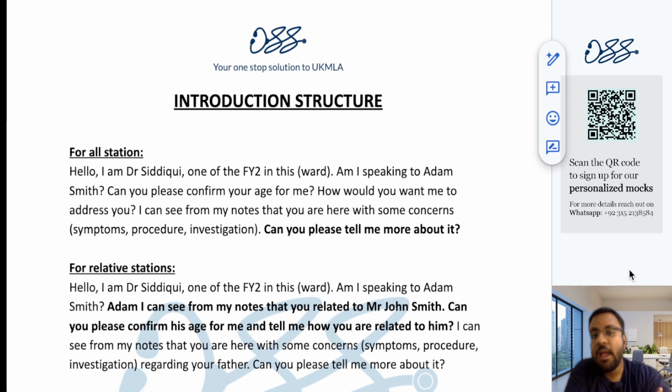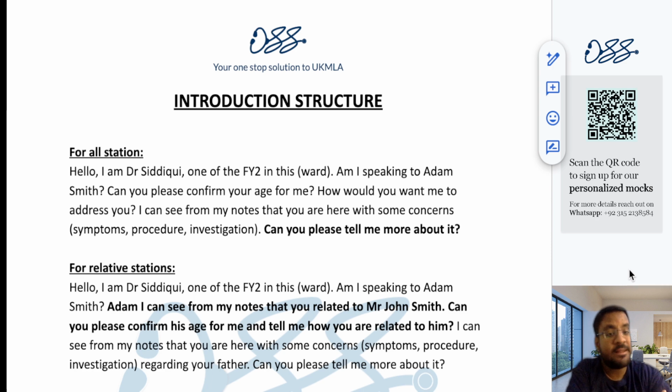Okay, so I'll discuss how the introduction needs to be done for all the stations. There are a few variations, for example, sometimes you may be talking to a relative instead of the patient directly, or sometimes you might be talking to someone on a telephone call. In these two scenarios, the introduction would slightly differ. Other than that, the introduction remains the same throughout, the way that you start the session remains the same throughout.